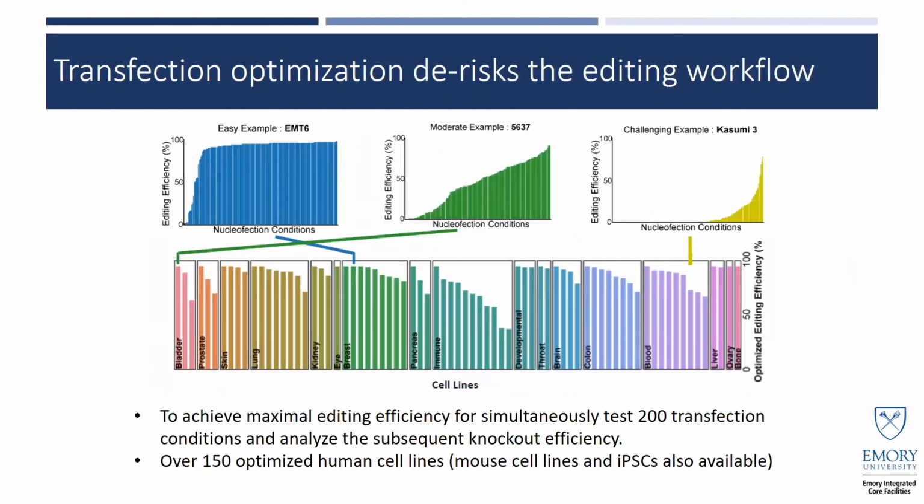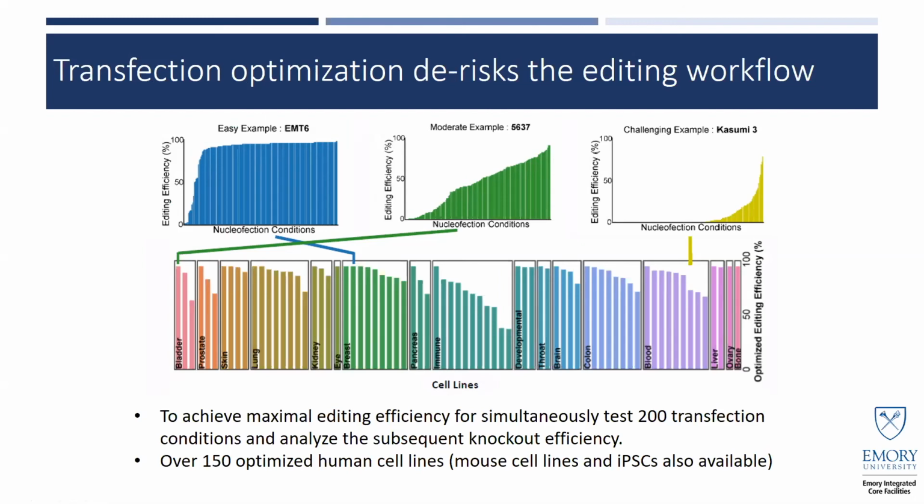Just to give an idea of their capability, they actually take all their cell lines and optimize their transfection conditions. Various cell lines transfect differently. You can see in the top left-hand corner these EMT6 cells are very easy to transfect, and these other two at the right are less amenable to transfection. In fact, the one on the right here, these Kasumi3 cells, only show very few conditions that actually work to transfect these cells efficiently.